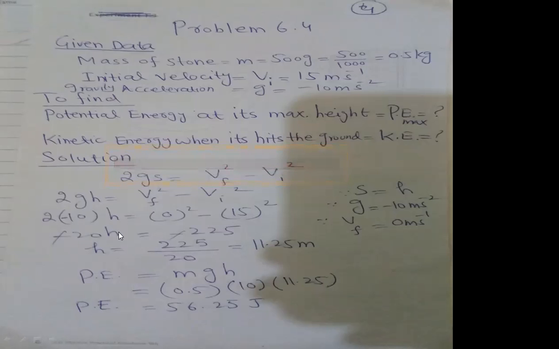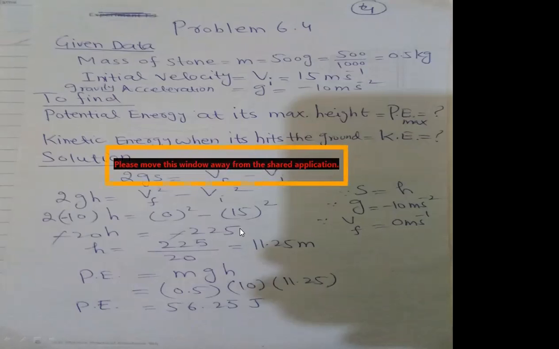I need to find h. The final velocity is 0, and the initial velocity is 15. If you take 15 square, it will be 225. This minus will cancel with this minus. So h I need to find, and 20 is multiplied here. If it goes to the other side of the equation, it will be divided. 225 divided by 20 is 11.25 meter. And you know the potential energy formula is mgh. You should know this, as we discussed it in chapter number 6.